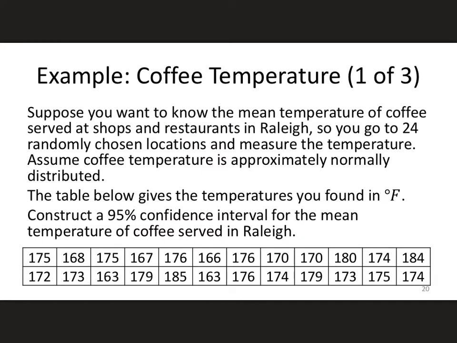So let's take a look at this example for coffee temperature. We want to know the mean temperature of coffee served at shops and restaurants in Raleigh. So you go to 24 randomly chosen locations and measure the temperature. Assume coffee temperature is approximately normally distributed. The table below gives the temperatures you found in degrees Fahrenheit. We're going to construct a 95% confidence interval for the mean temperature of coffee served in Raleigh.